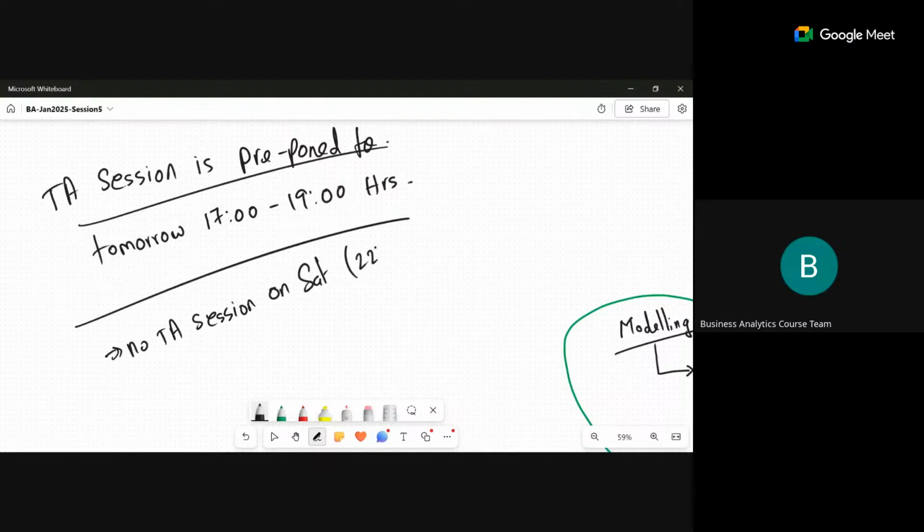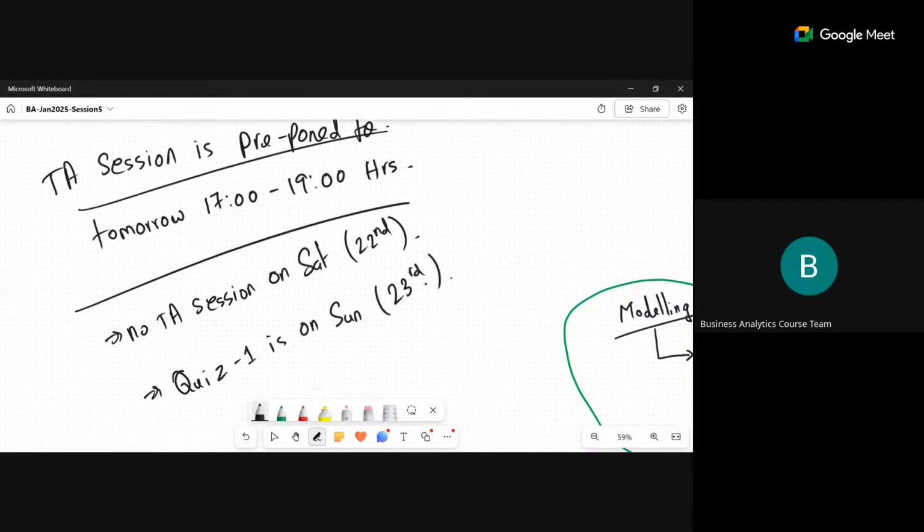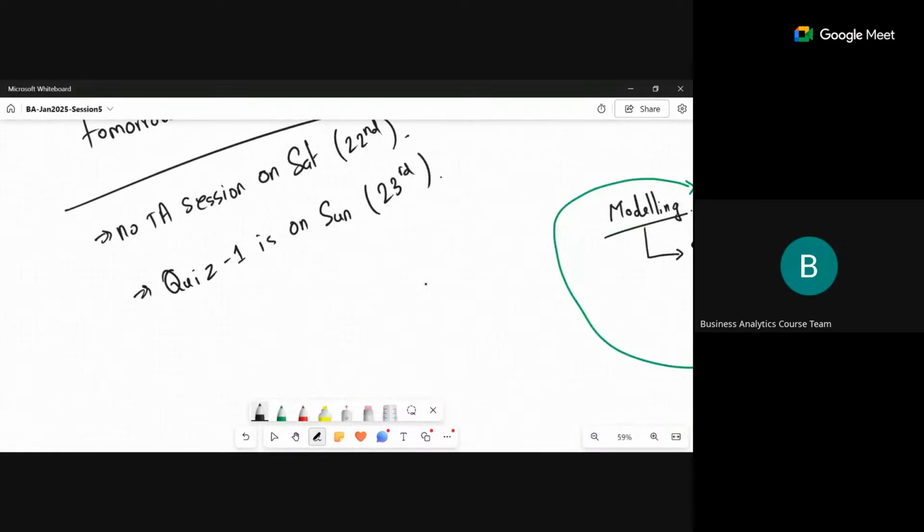I think the date is 22nd, so no TA session on Saturday. Your quiz 1 is on Sunday, which is 23rd of February. Please check your grading document. You have to get a course grade. You have a minimum score that you should get in your quiz 1 and quiz 2 put together. So make sure that you attempt both the quizzes. Do not miss any quiz. It will become very difficult for you to get a course grade.